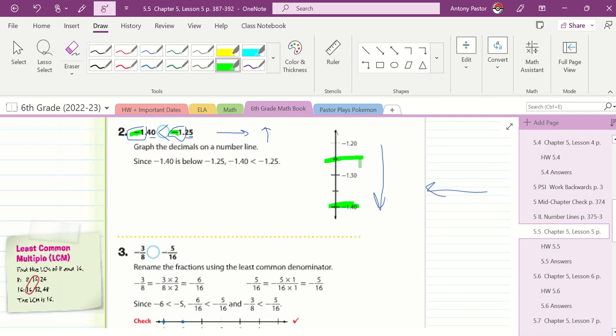Negative 1.25 is the bigger number because, again, it is higher on the vertical number line. And if we were to put this on a horizontal number line, it'd be closer to the right than negative 1.40.